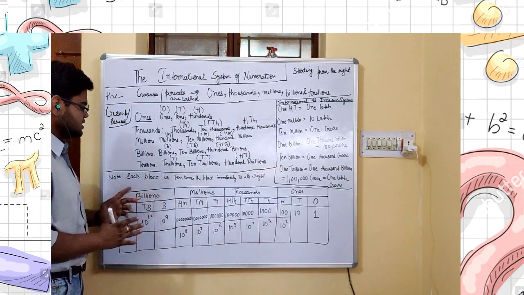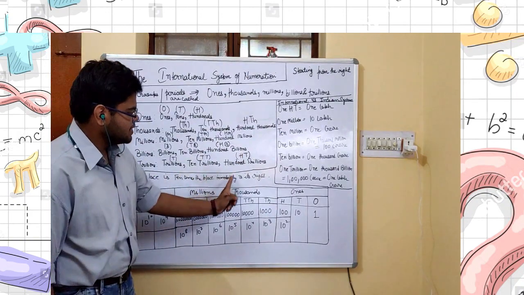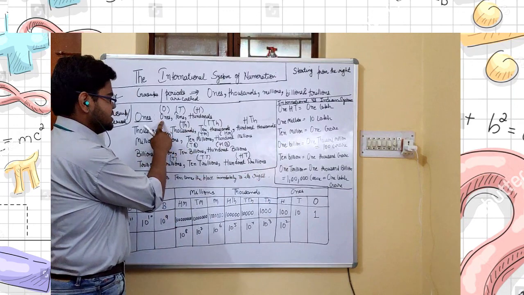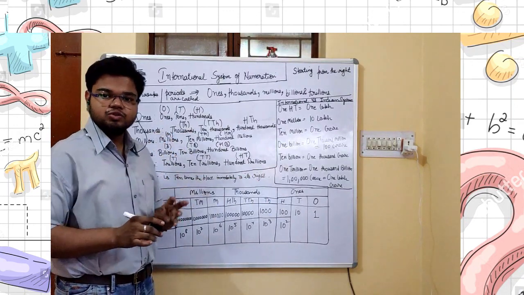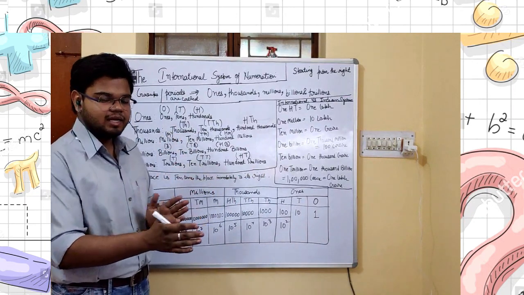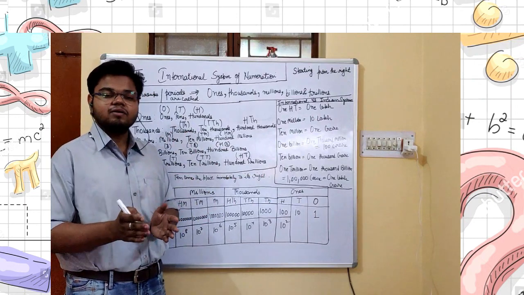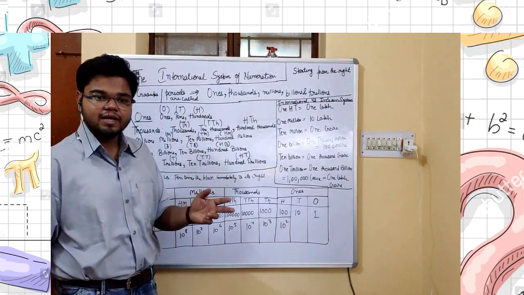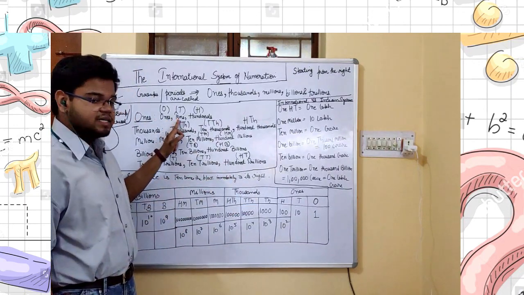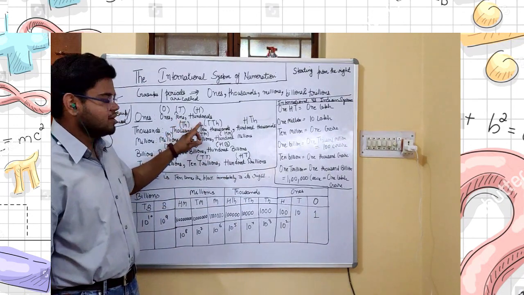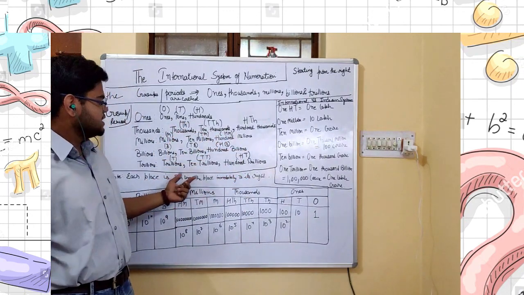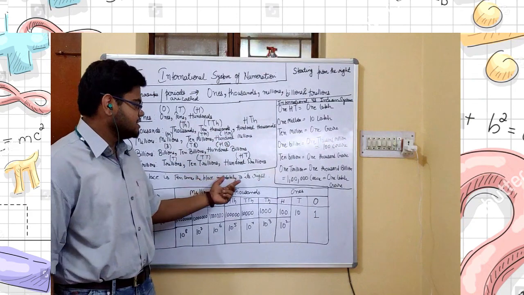One important thing here is that each place is 10 times the place immediately to its right. Suppose we have ones. Ones are basically 1, 2, 3, 4, 5, 6, 7, 8, 9. But as soon as we move to the tens, if we add 1 to 9, then 9 plus 1 becomes 10. It becomes a two-digit number. So ones is basically a single digit, tens is two-digit, and hundreds is your three-digit numbers, and so on. Each place is 10 times the place immediately to its right.